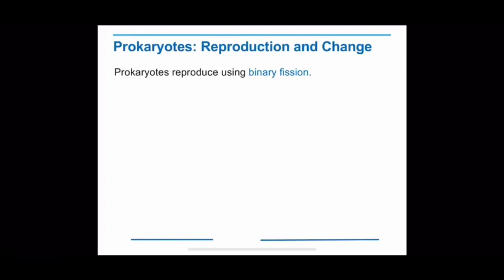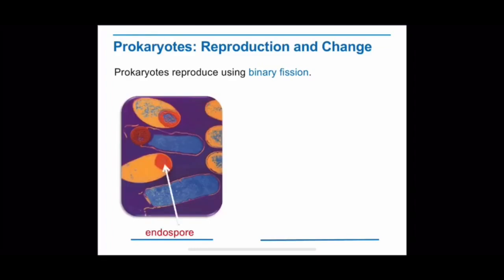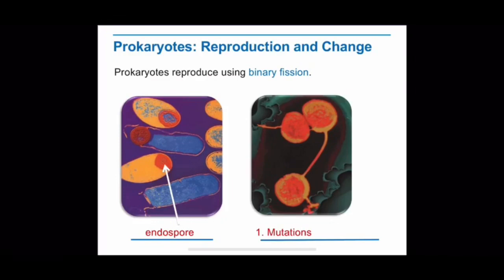But when the growth conditions turn unfavorable, prokaryotic cells form an endospore. It is a thick internal wall that encloses the DNA and a portion of the cytoplasm, protecting the cell from harsh environments. Since prokaryotes reproduce asexually, there are 2 ways a prokaryotic cell can evolve, which is 1, by mutations. They are one of the main ways prokaryotes evolve, and they are inherited by daughter cells that are produced by binary fission. Another is by conjugation.